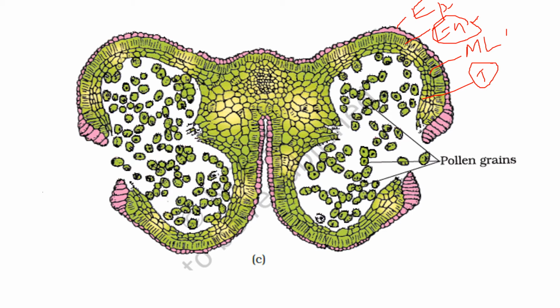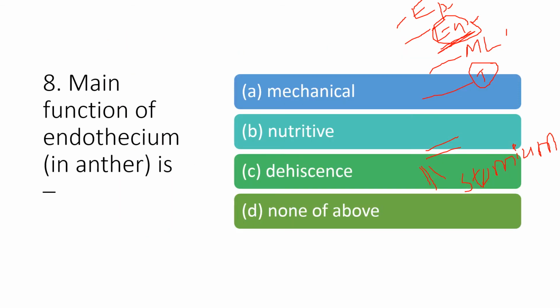And the third option is dehiscence. Dehiscence means release of the pollen grains. The release of the pollen grain takes place through the stomium. Here is one opening called the stomium. By the breakdown of the endothecium layer, the pollen grain is released into the atmosphere. So for dehiscence, the endothecium helps. So the right answer is dehiscence.